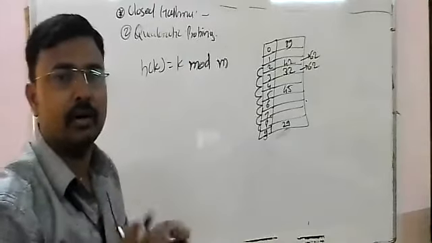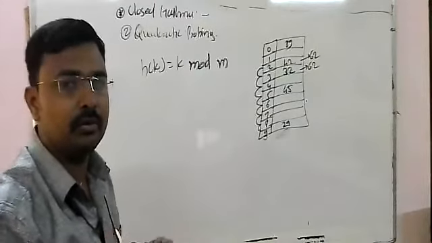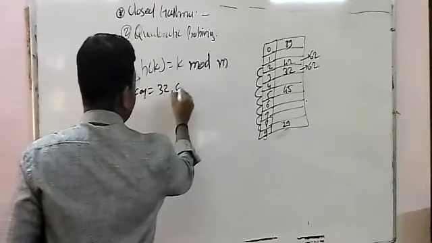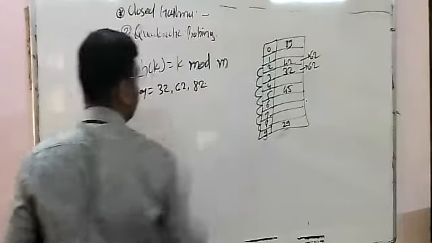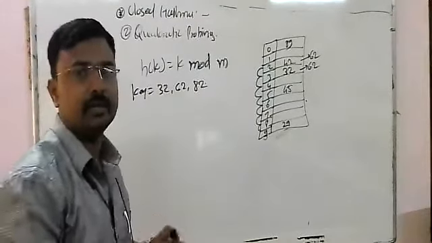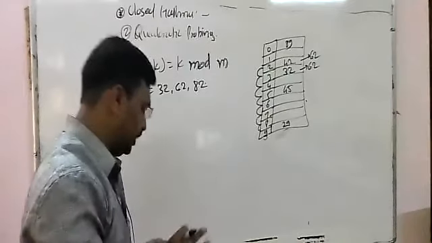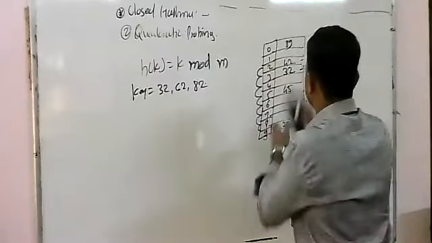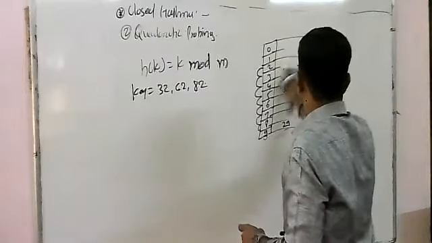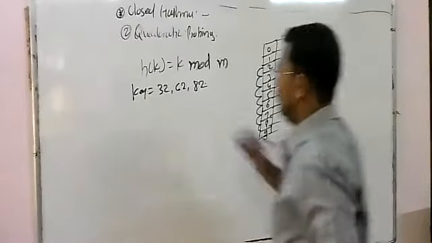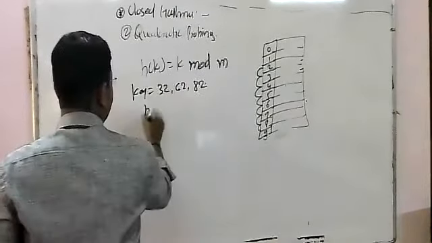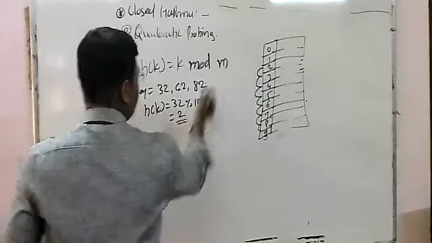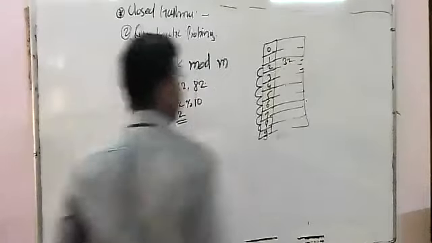Right now, if you are getting the same index value for two numbers, then what you have to do? See, for example, if k is equal to 32, 62, 82. Suppose these are the three numbers that you want to store into this. For 32, we are going to calculate h of k. 32 mod 10 is equal to 2, means 32 is stored at index 2.